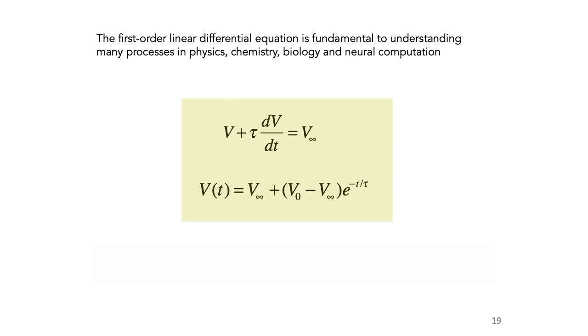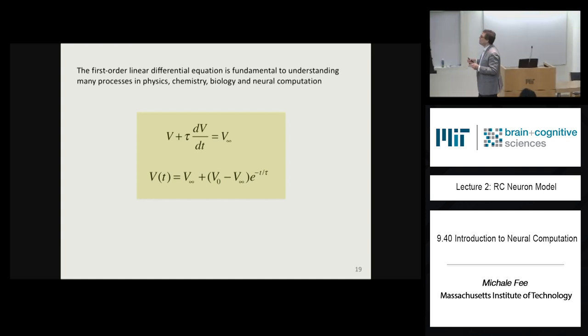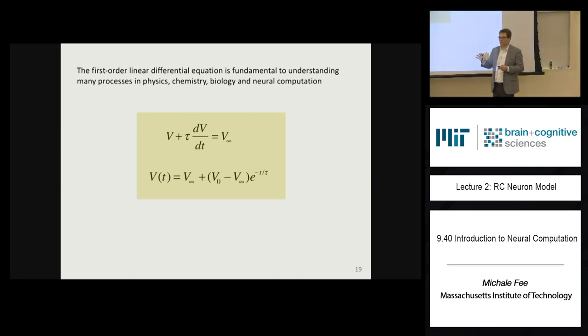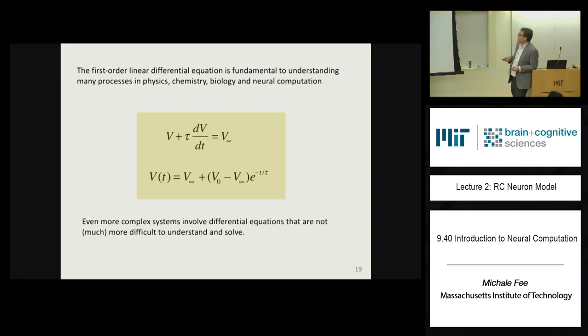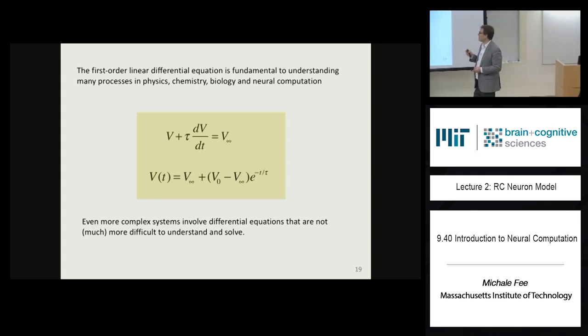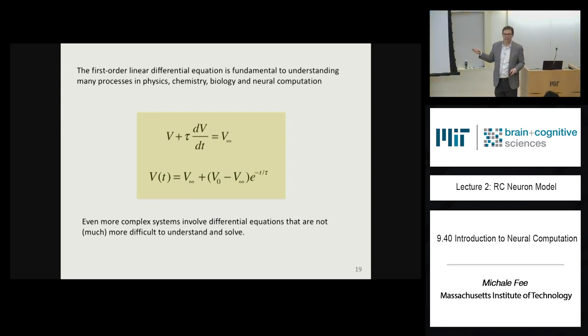This equation right here, V equals V infinity minus tau dV/dt, appears everywhere. It's ubiquitous in physics, chemistry, biology. We'll be using it in multiple different contexts in different parts of the class, and in all computation. Even slightly more complicated versions of this, like the Michaelis-Menten equations in chemistry, you can understand in simple terms if you have a handle on this. Other slightly more complicated things become much more intuitive.